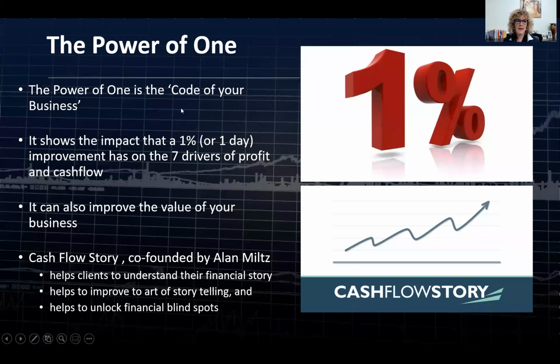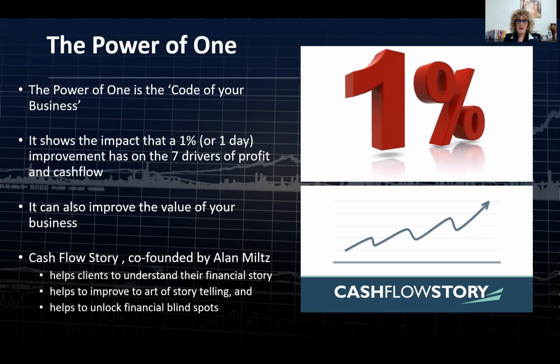So the power of one is basically the code of your business. What we're looking at is it shows the impact of a 1% or a one-day improvement on 7 key areas of your business. And we look at how that affects both your profitability and your cash flow, and then ultimately the value of your business as well, because every improvement in your business is an improvement in the value. And we all know we're not really working for love, although we might love what we do. We're basically here to build an asset to increase our wealth as well.